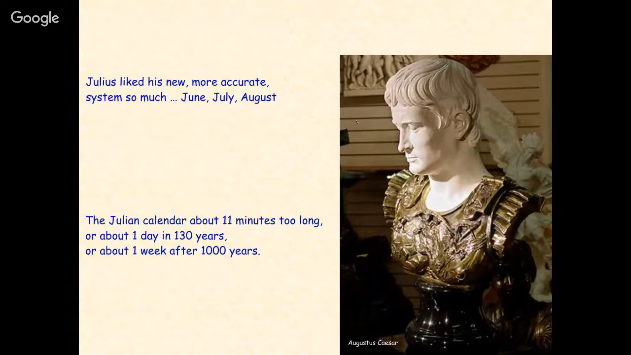So Julius liked his new calendar so much that he decided to take the name of a month for himself. And this is where we get the name June for our calendar month, from Julius Caesar. July. My bad. So he took July for Julius Caesar.